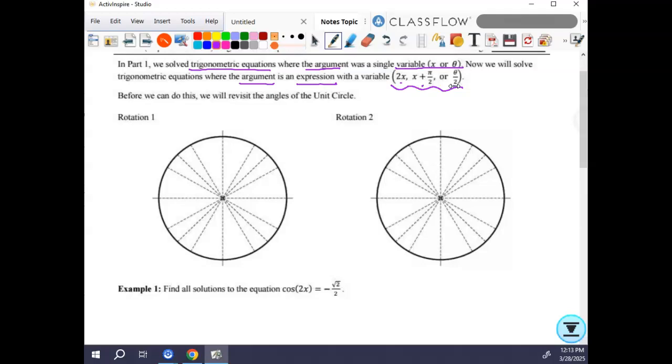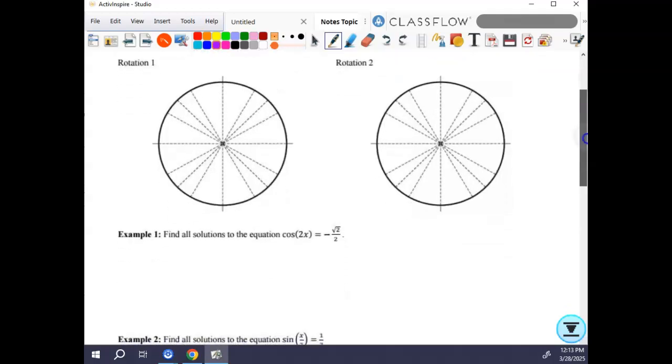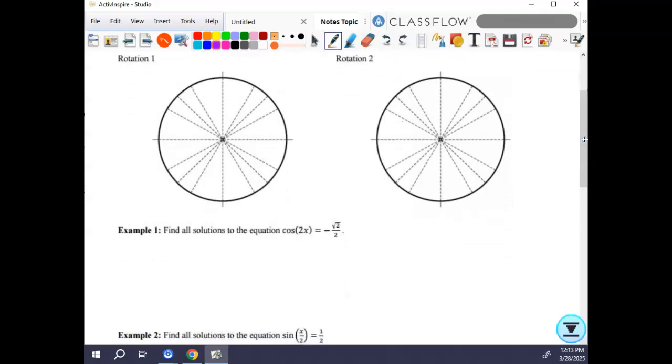Okay, so the first thing we're going to do is look at this first circle, and I want you to go around and put in all of the angles in radians. You should be able to go all the way around the circle without my help. We've been doing this for a long time. I think this comes probably pretty easy for you. So go ahead and do that.